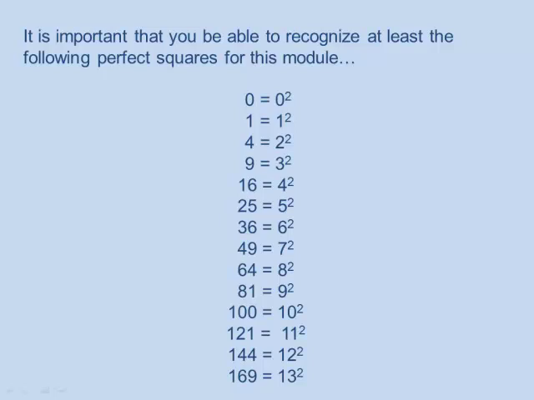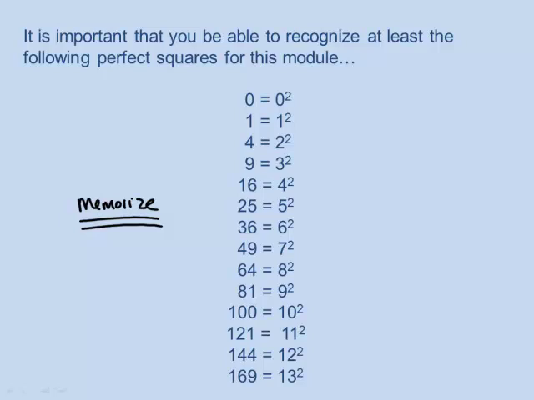It's important that you be able to recognize at least the following perfect squares for this module. My recommendation, although you certainly have a calculator to support you, is that it makes your life a lot easier as we get further into this module if you can recognize these first few perfect squares. So my recommendation is you do memorize these, even though you have a calculator to support you. 0 squared is 0, so 0 is a perfect square. 1 is a perfect square because 1 times 1 is 1.